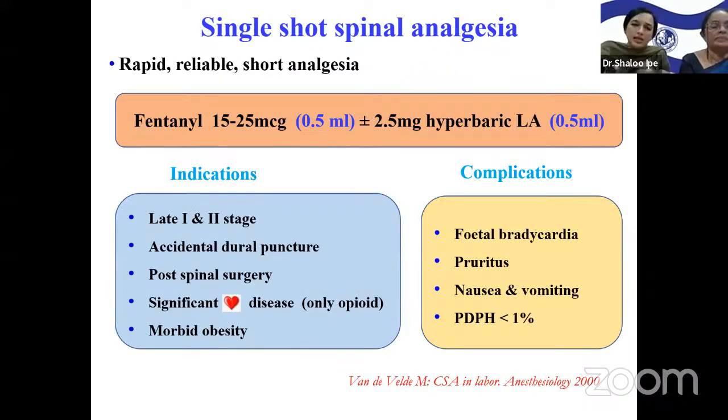Coming to single-shot spinal analgesia. It causes rapid, reliable, and short-duration analgesia. This can be given with either fentanyl alone or fentanyl with low doses of hyperbaric bupivacaine. Indications are when you're called in advanced labor, or there has been an accidental dural puncture, or in difficult anatomy like post-spinal surgery or in morbid obesity. The complications usually are fetal bradycardia, pruritus, nausea and vomiting, which is all due to the opioid component in the spinal compartment.